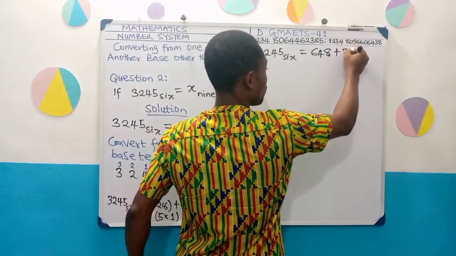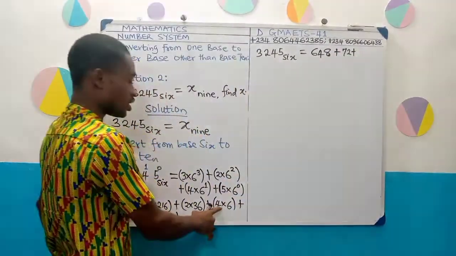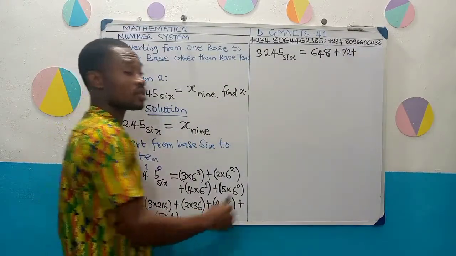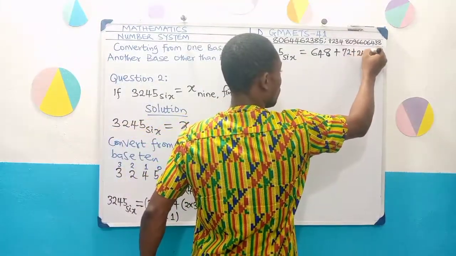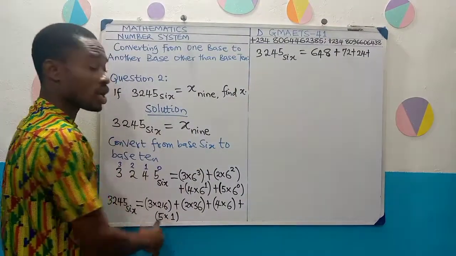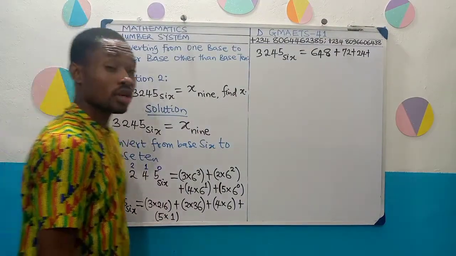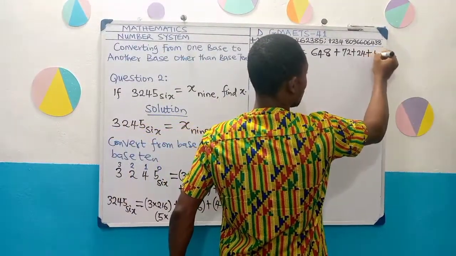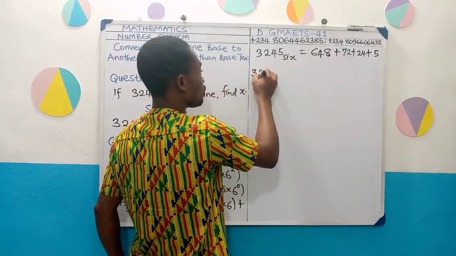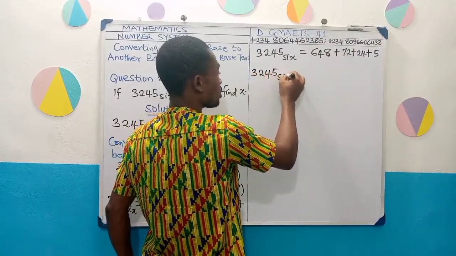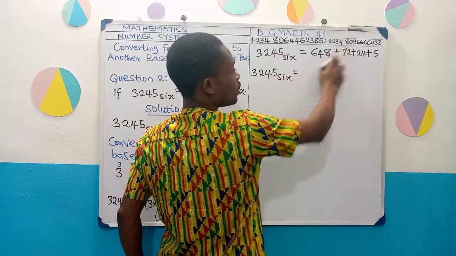Then add 2 times 36, which gives us 72, plus the next, 4 times 6, which is 24, then plus 5 times 1, which gives us 5. Now that gives us 3245 base 6 to be equal to, if you add this up, what would you get?